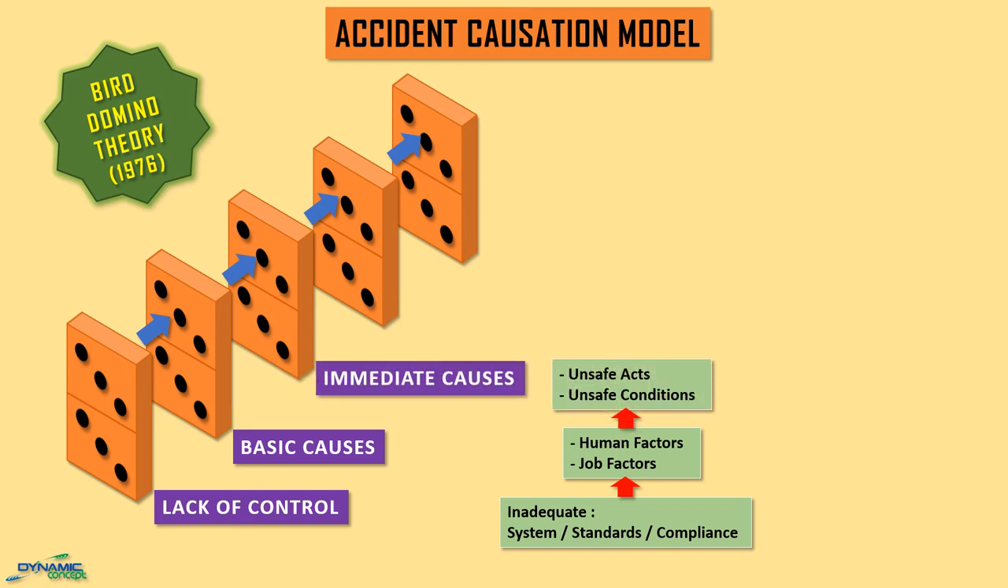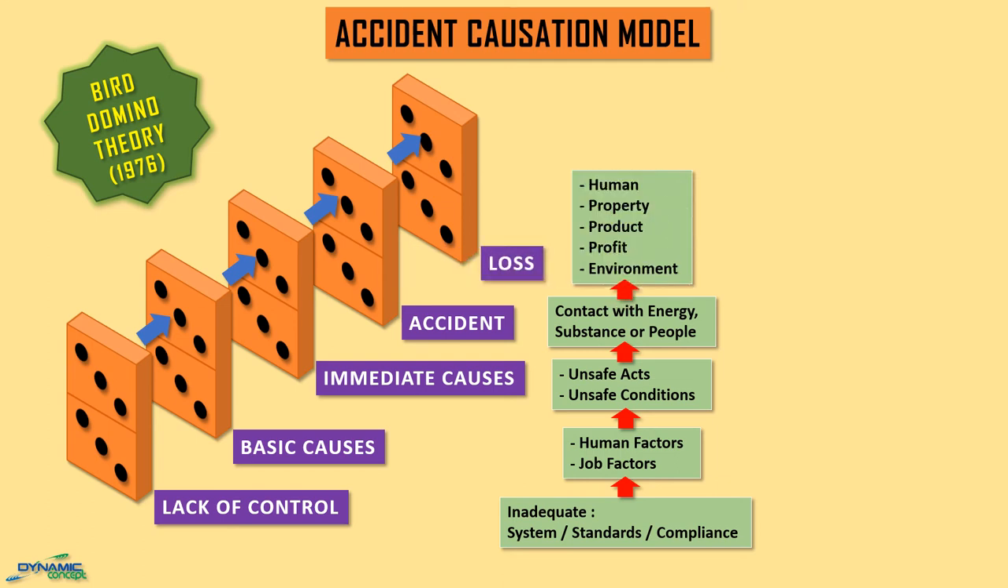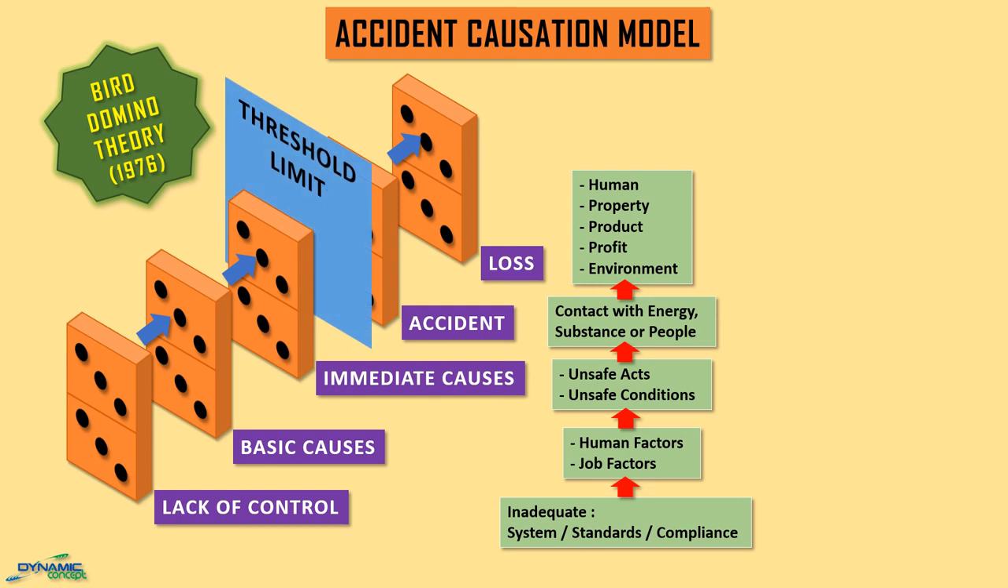Immediate causes are unsafe acts and unsafe conditions. They are symptoms of incident. Accident is undesired events such as contact with hazardous substances, contact with hot object, and loss is the result of accident. It can be loss to human, property, and environment.